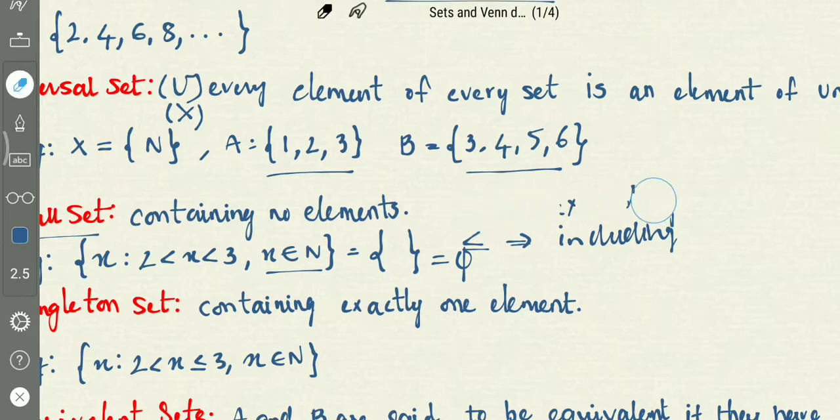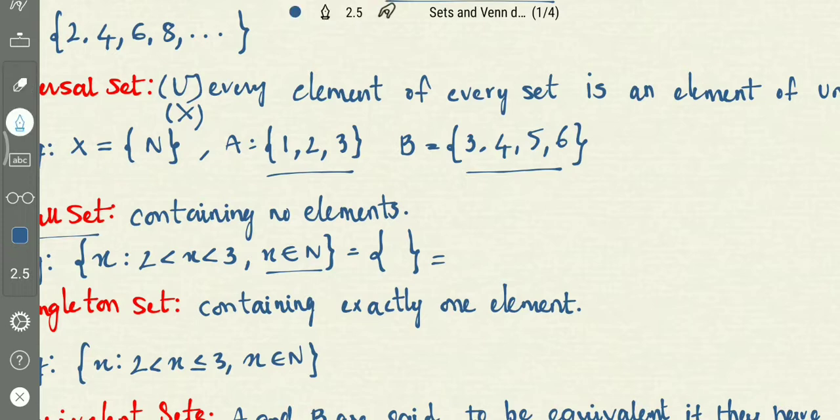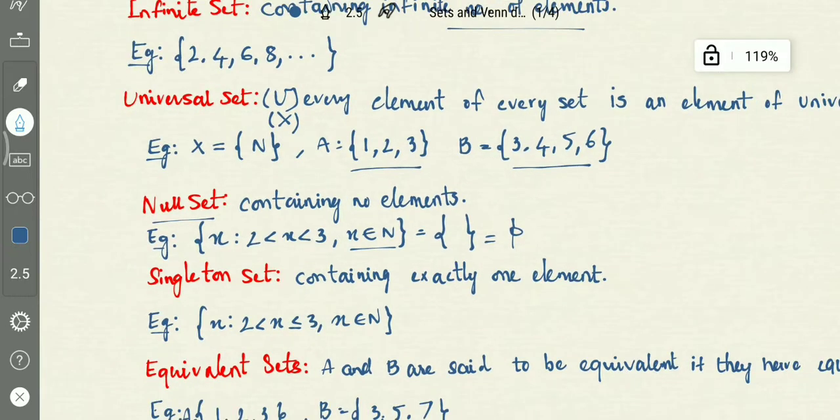Two types of representation for a null set. One is open flower brackets, and another one is phi.